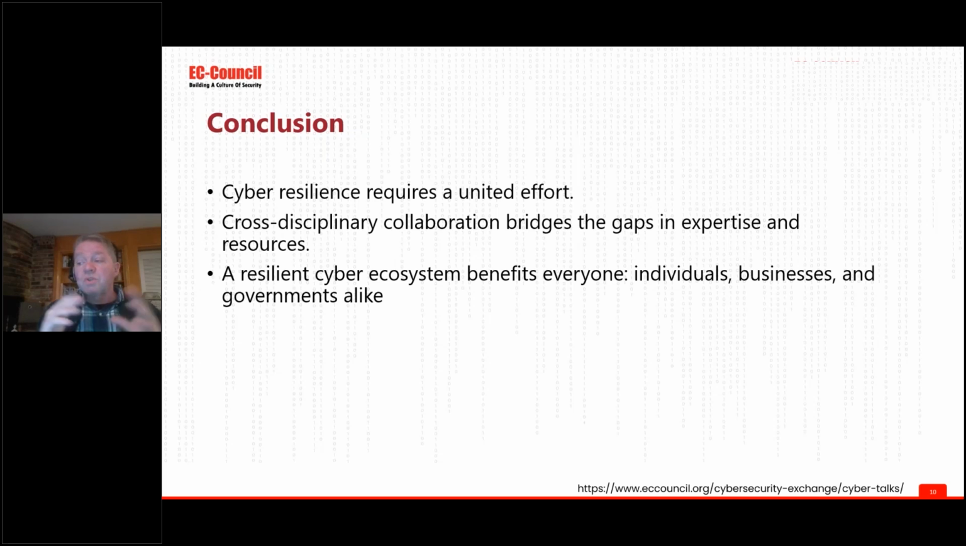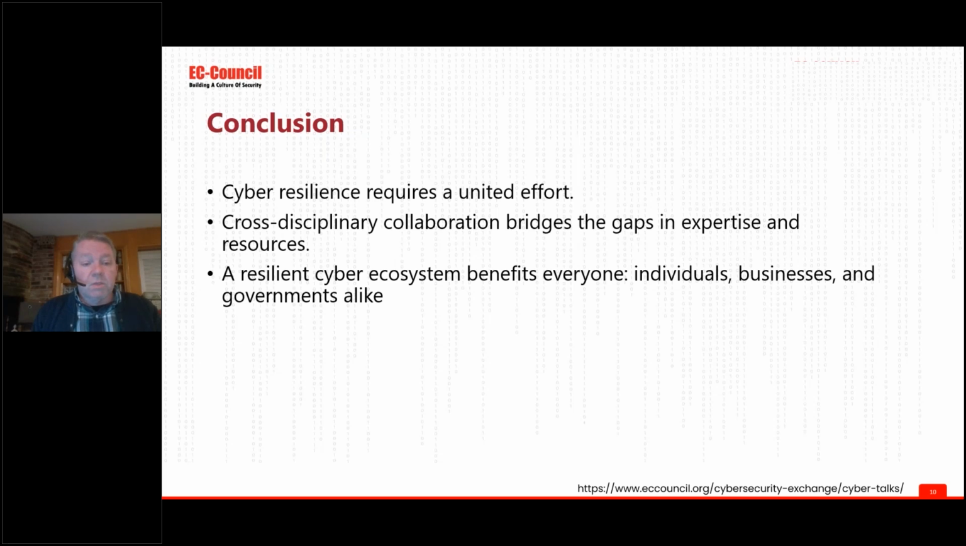Cross-disciplinary collaboration bridges those gaps between expertise and resources. We need to know what they need, and we need to bring our experts together to become true experts. And then a resilient cyber ecosystem. By working together, we can absolutely create a more secure world.